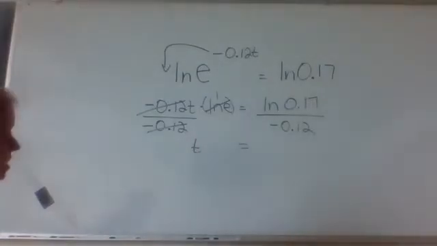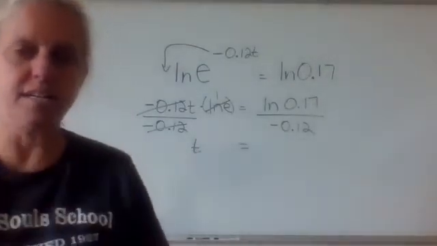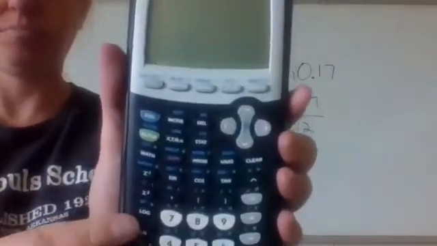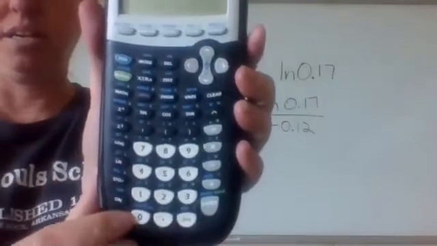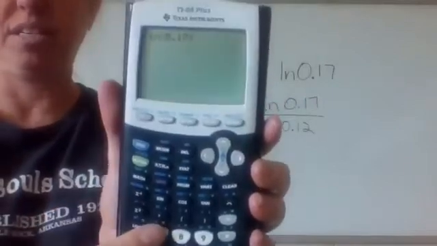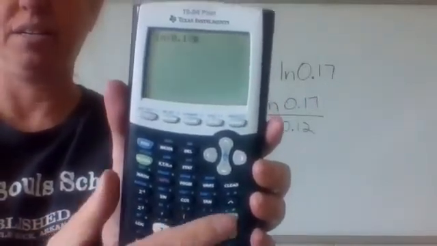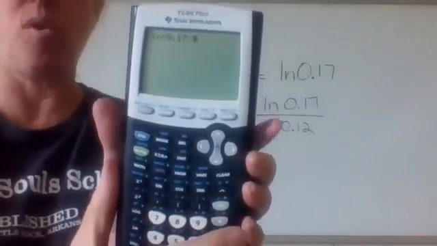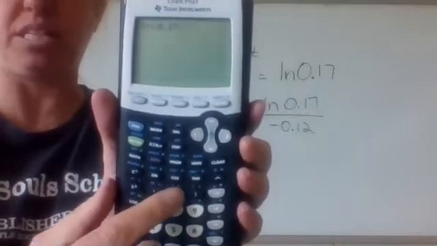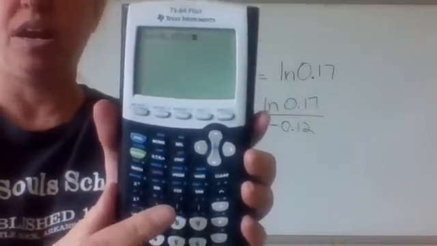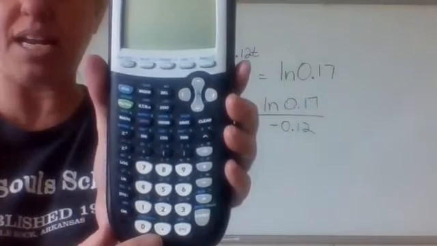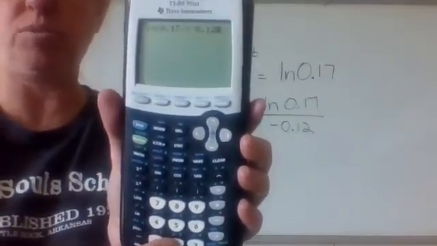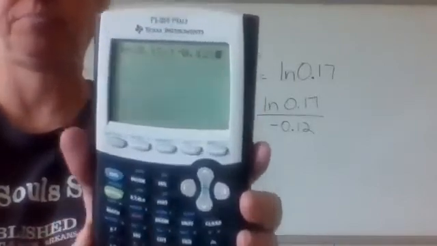Let's type this in. ln 0.17. There's your ln. 0.17 divided by negative 0.12. I'm going to put that in parentheses too. I don't know if you necessarily have to, but in the bottom, negative 0.12, close it.